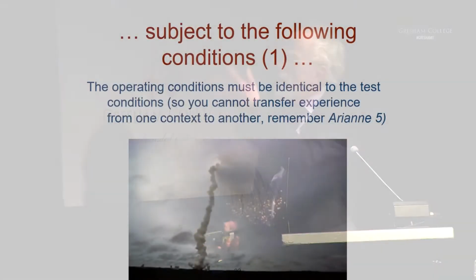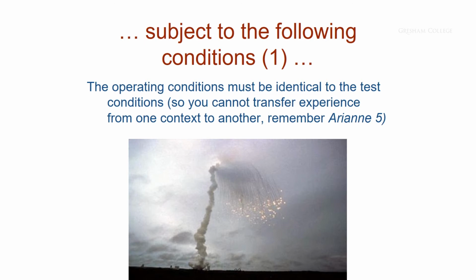But the assumptions are very strong. The first is that the operating conditions in the future have got to be identical to the ones that have provided you with the evidence that you're relying on. And that means you can't legitimately transfer experience from one context to another without being able to reason very, very strongly that the difference in the 2 applications or the 2 contexts is irrelevant to the failure probability. And that's a really, really onerous requirement.